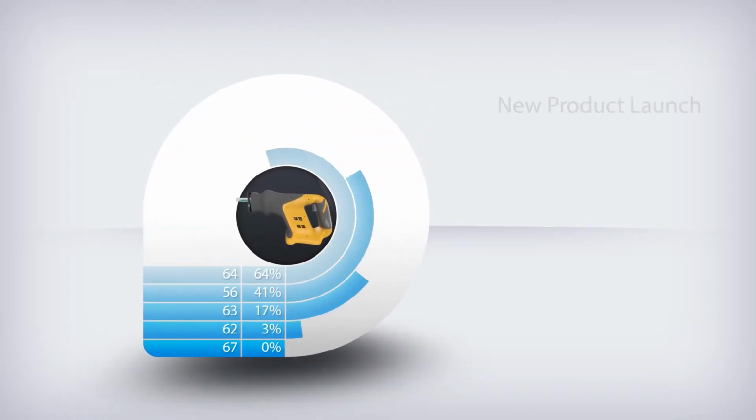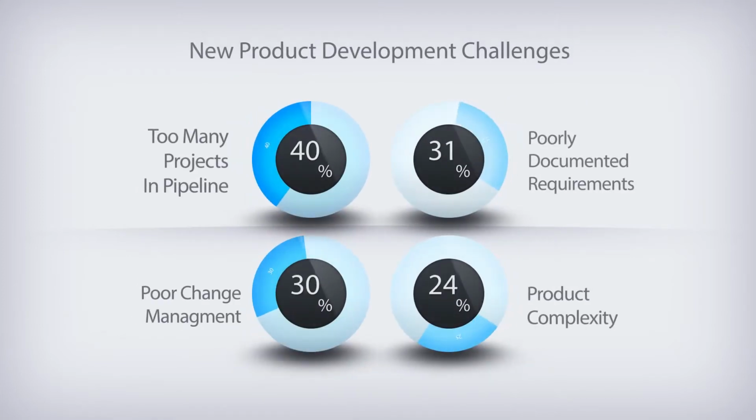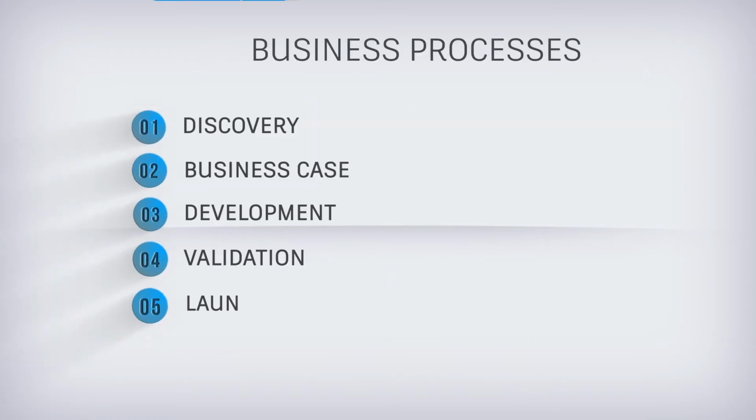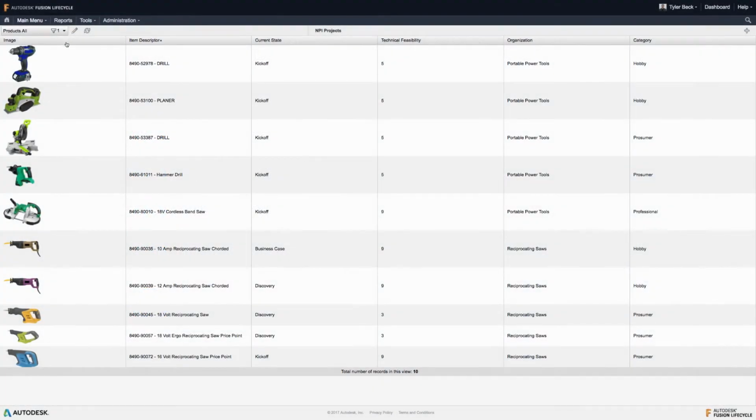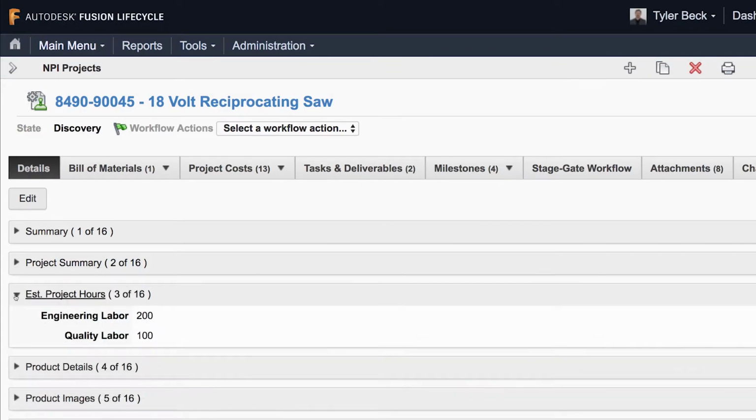Beating the competition at new product development is critical to a company's success. In a recent survey, 150 different companies all reported similar challenges when launching new products. But what separated the top performers is how they managed their processes. Let's look at an example of how a consumer product company can streamline their new product introduction process.